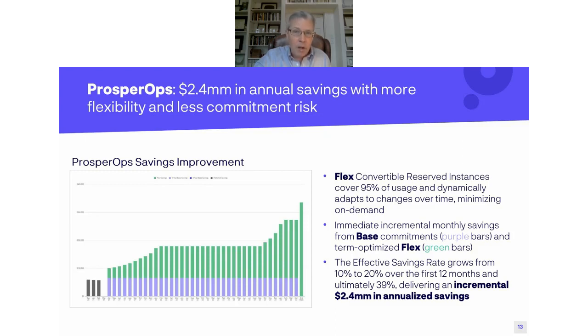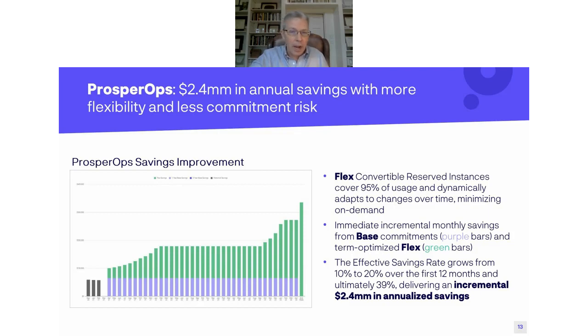And then over time, our service will continue to go through a series of changes that allow that commitment to ultimately generate a 39% effective savings rate, right? Which puts them just right at underneath the 98th percentile. And on an incremental basis, that's roughly $2.4 million of annualized incremental savings to that user, above and beyond the savings that they were getting in the prior months.